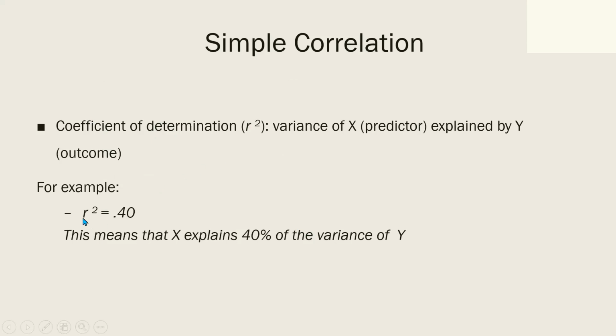So if you look at this coefficient of determination, which equals 0.4, this simply means that the predictor variable explains 40% of the variance of the outcome. So you can replace this with any number, and it would explain that percentage of variance.